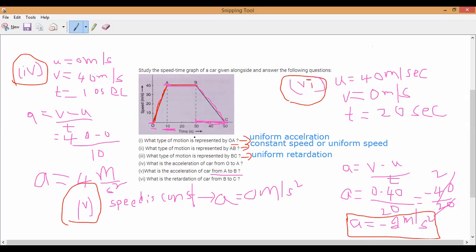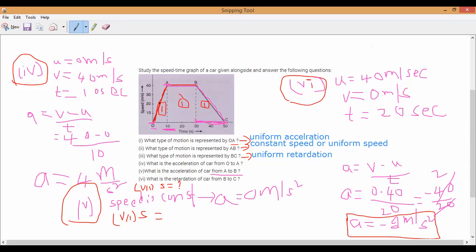Now, can you calculate the total distance traveled? One triangle, one rectangle, and another triangle. Will you be able to calculate? Pradosh? Monish? Easily we can do it. But in this sum, they are not asking. If you are interested, you can add a 7th question. The total distance S equals how much? You can calculate it and tell me.